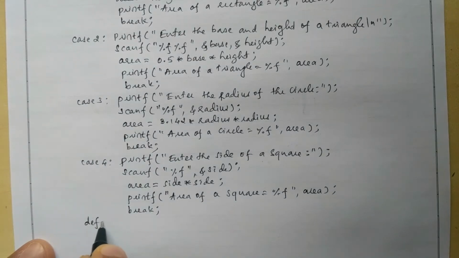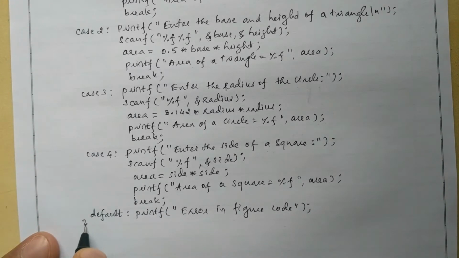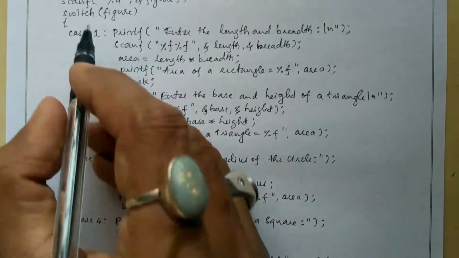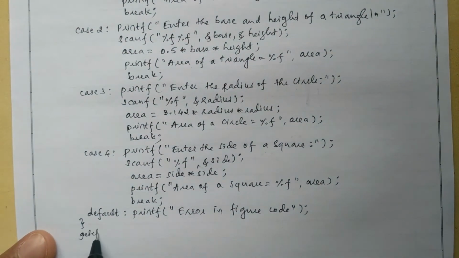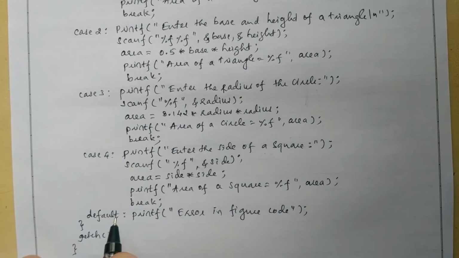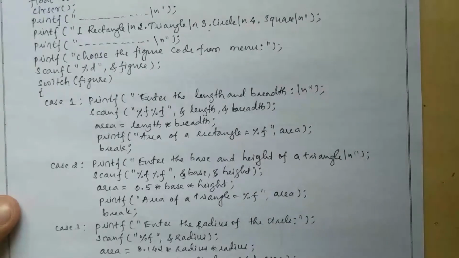So here the keyword called default I'm going to use. Default, it should be written in lowercase letters, put a colon, and then I'm going to write a printf statement. And here in a double quotation mark I'm going to write "Error in input", end the double quotation mark and put a semicolon, and here a curly closing brace for this switch statement. Next we are going to write the getch function, then a curly closing brace for the main function. Here you can see, let us take an example.